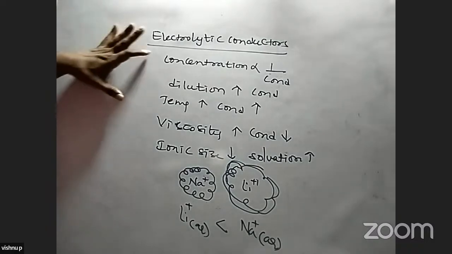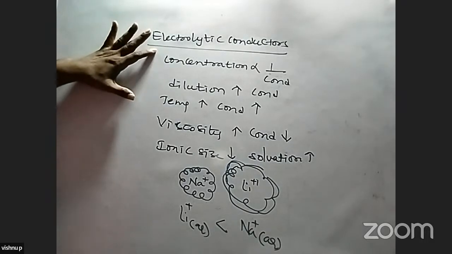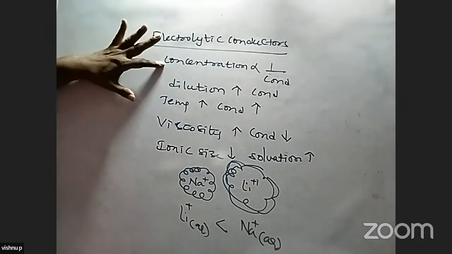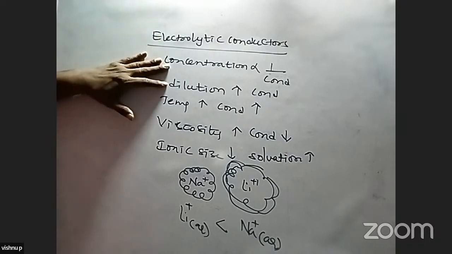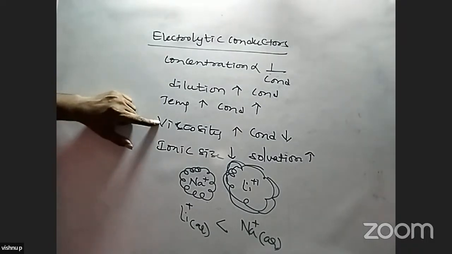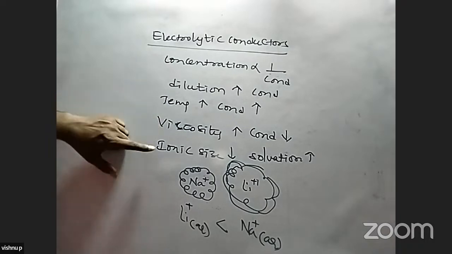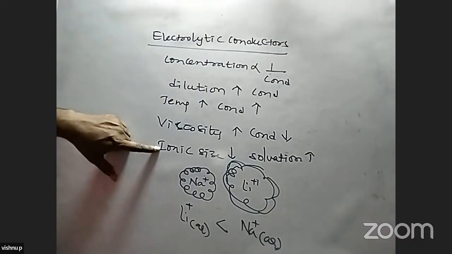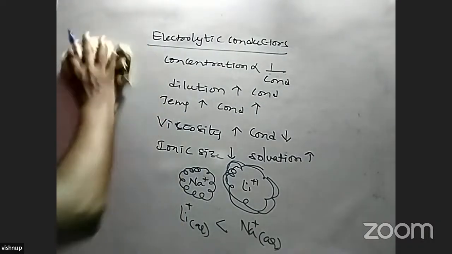Once again, strong electrolyte conductivity is more. If concentration of electrolyte is more, conductivity decreases. Dilution increases, conductivity increases. Temperature increases, conductivity increases. Viscosity increases, conductivity decreases. Ionic size decreases, then solvation increases, and conductivity always decreases.